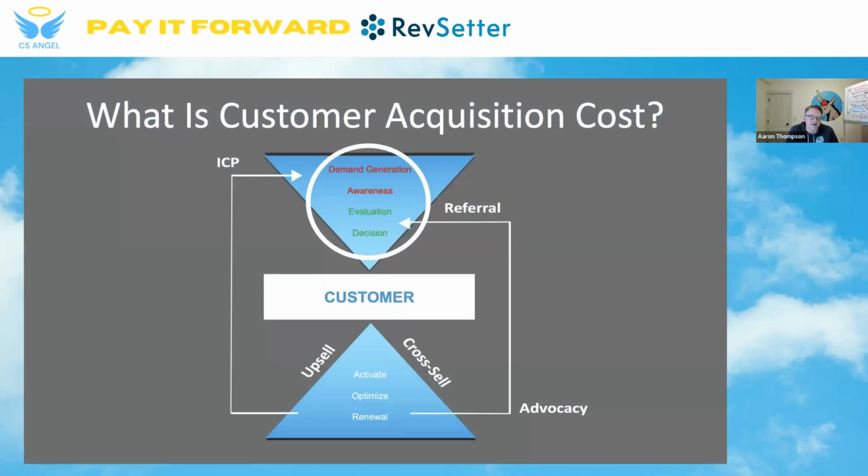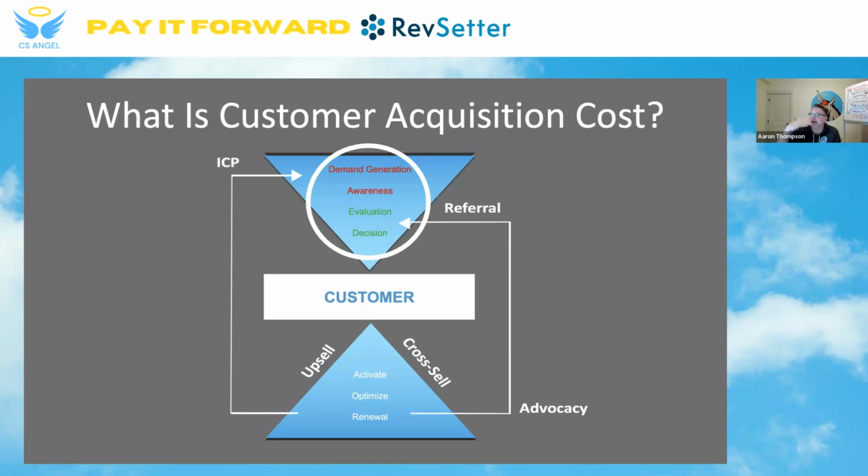So here's a typical kind of land and expand sales funnel. This was one that I developed at a company years ago that I founded called RevDev, not to be confused with DevRev, which is a whole new company here, but I digress. So in the red there, you've got demand generation and awareness. There's your marketing team. In the green, you've got evaluation and decision. There's your sales team. So you're doing all this one-to-many at the top. It's incredibly expensive to acquire net new customers that way. But this is how we've always done it.